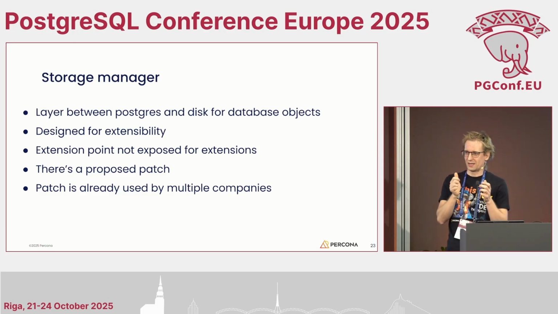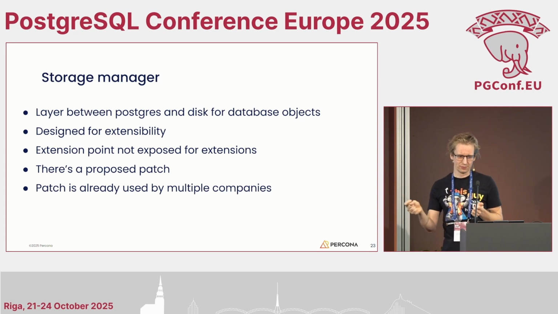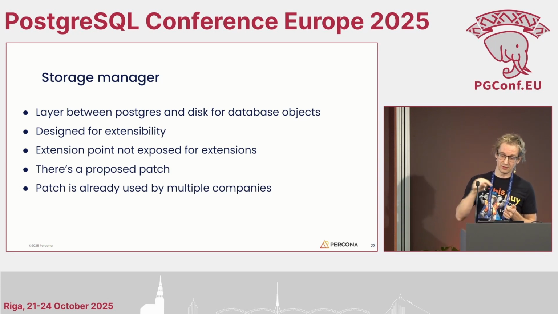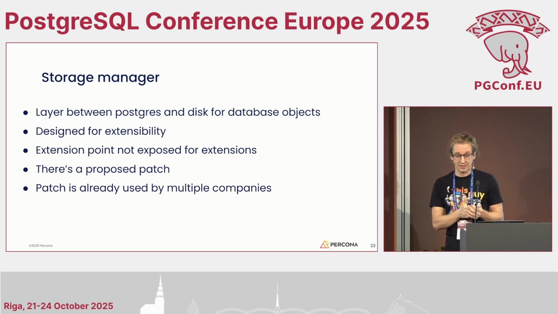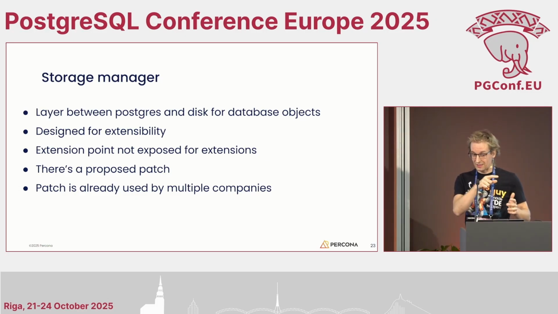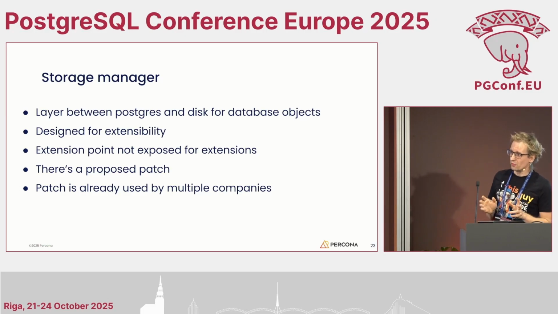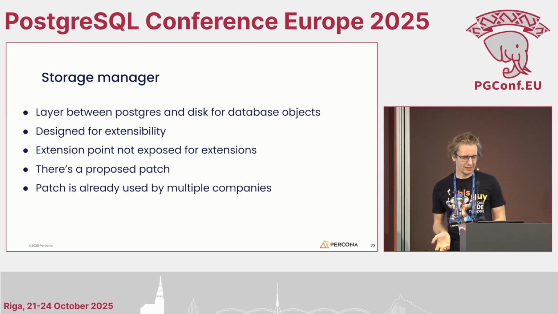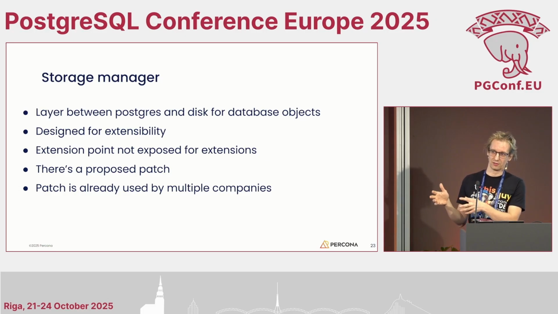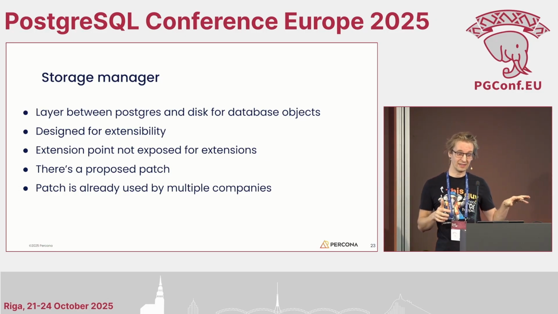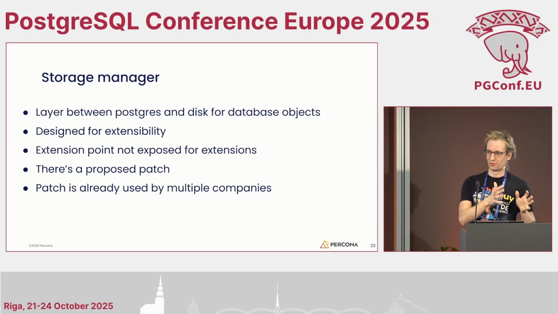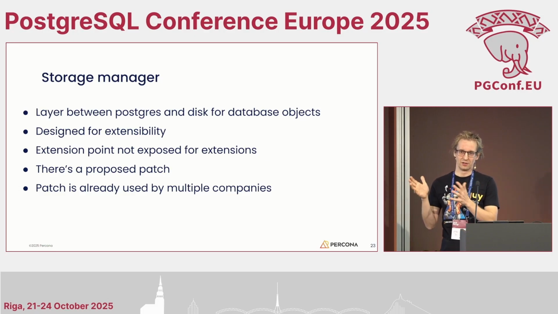When the buffer manager has to load a page from the disk, it tells the storage manager that it wants to load that page. And when it has to write a page to the disk, it tells the storage manager to write that page. And it works for all database objects. It was already designed with extensibility in mind, but that was before Postgres introduced the current extension ecosystem. It's from the quite old days. So it's actually not exposed to the current extension system.